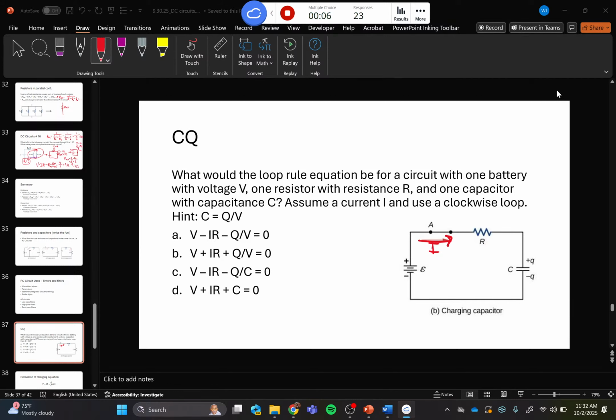No. They're very subtly different. Yeah. It looks the same. That was purposeful. Yeah, but good thing you pointed that out. Someone might have made that mistake as well. So answer one says V minus IR minus Q over V. Next one is V plus IR plus Q over V. Next one is V minus IR minus Q over C. And then V plus IR plus Q over C.